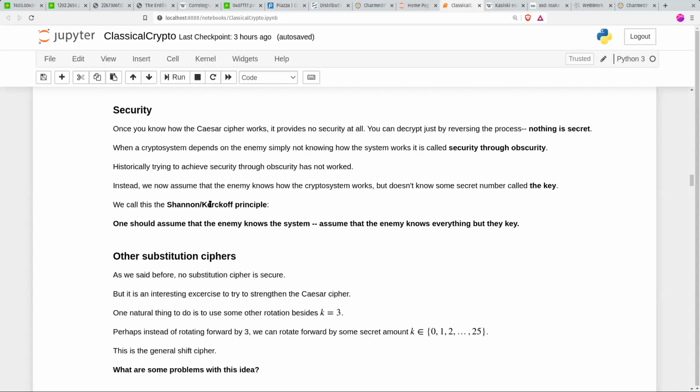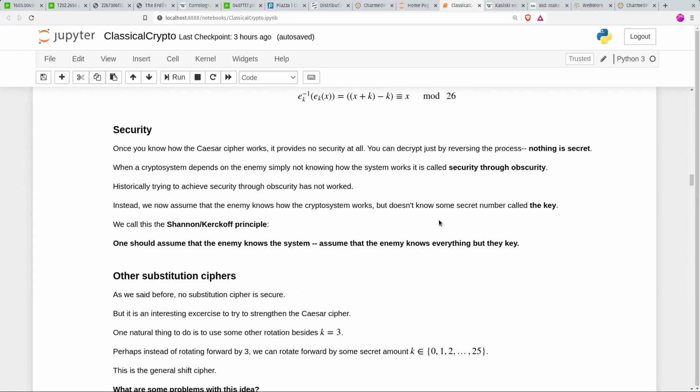In fact, this Russian guy who lived in the 19th century already knew that it was a bad idea. His name is Kerckhoffs. Claude Shannon was an American World War II cryptographer. So they call this the Shannon-Kerckhoffs principle, which is that one should assume that the enemy knows the system. Assume that the enemy knows everything but the key. So there has to be some secret that's shared between the sender and the receiver, and then we're just going to assume that the eavesdropper knows everything except for that secret.